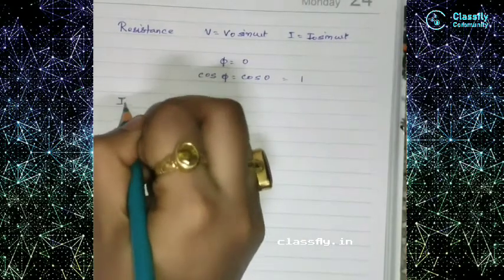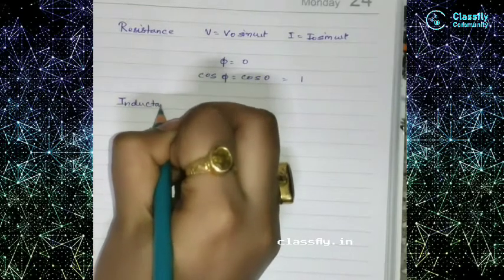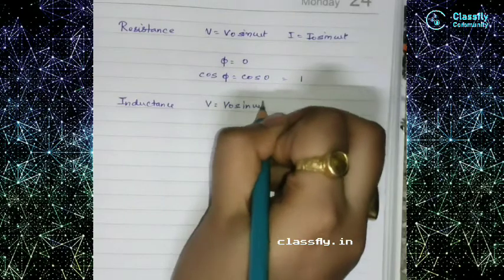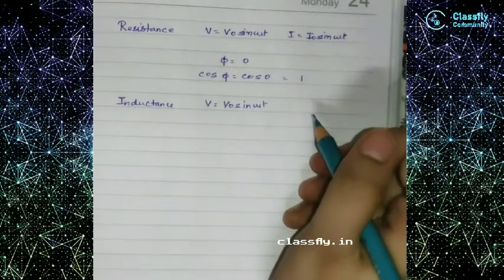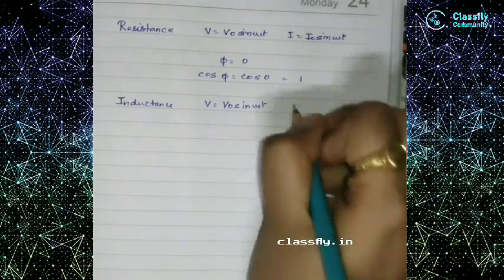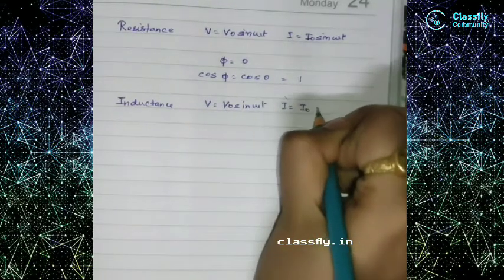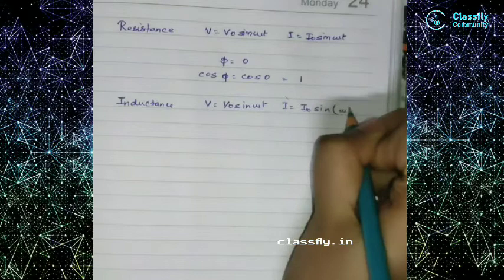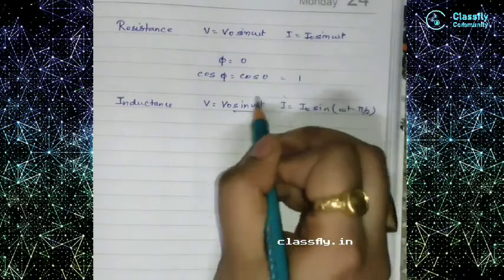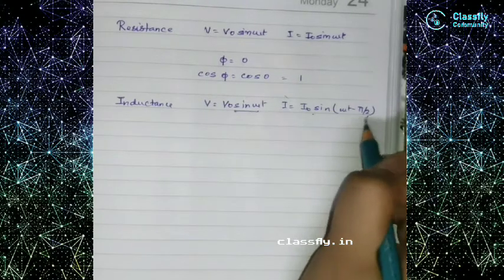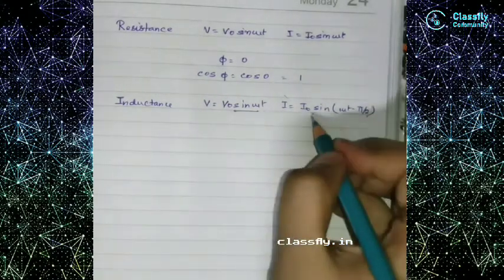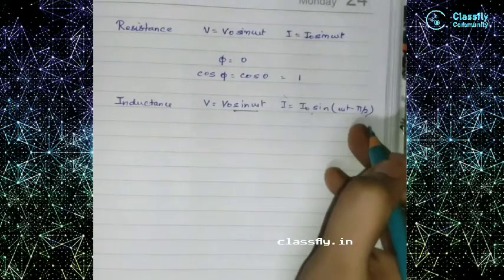For inductance, it is V is equal to V naught sine omega t, right? And I is equal to I naught sine omega t minus pi by 2. So when we see the sine omega t for this and sine omega t for this, we see that the current is lagging from the voltage by 90 degree.